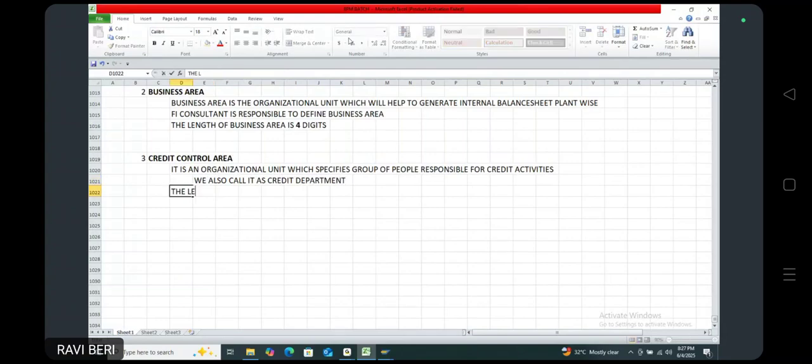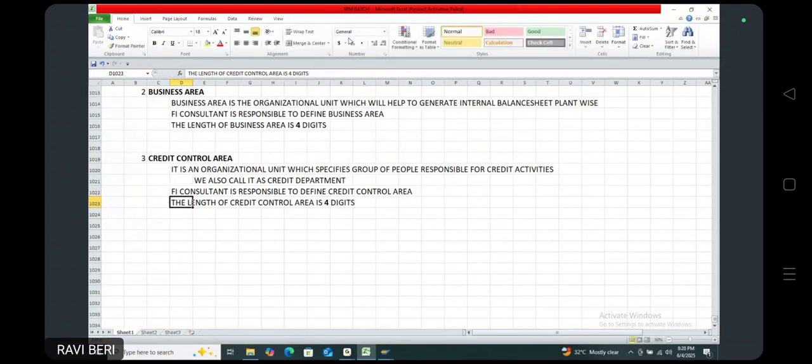The FI consultant is responsible to define credit control area. The length of credit control area is 4 digits. The length is 4 digits. And the FI consultant is responsible. Okay.